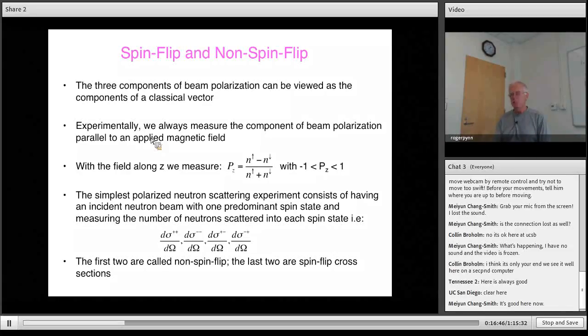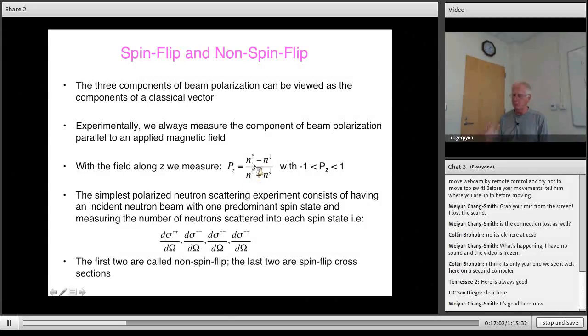And the polarization then, along this direction of the magnetic field, which is the quantization direction that we've defined, the polarization of the beam is defined as the number we measure transmitted with up spin minus the number transmitted with down spin divided by the sum to normalize it. And you can see that this number is a number between +1 and -1. And so the polarization of a neutron beam is always a number between +1 and -1.